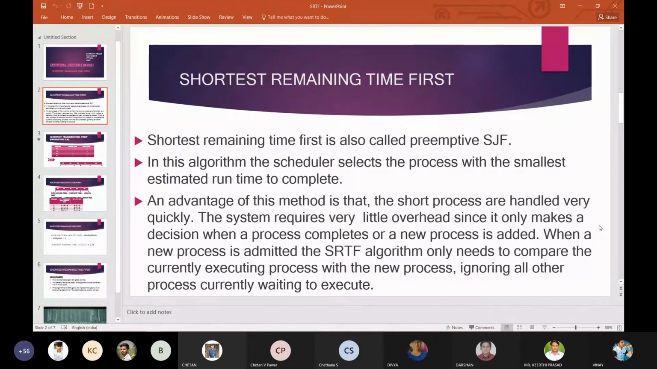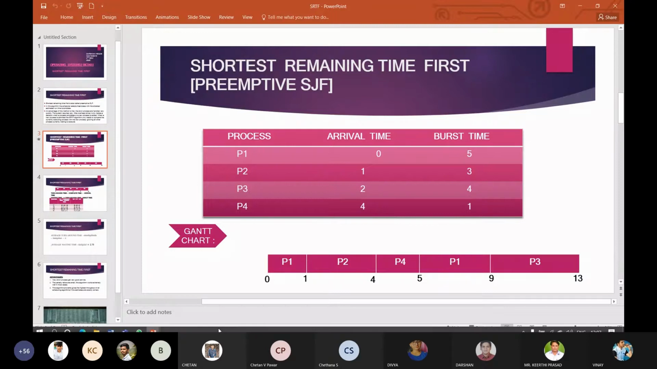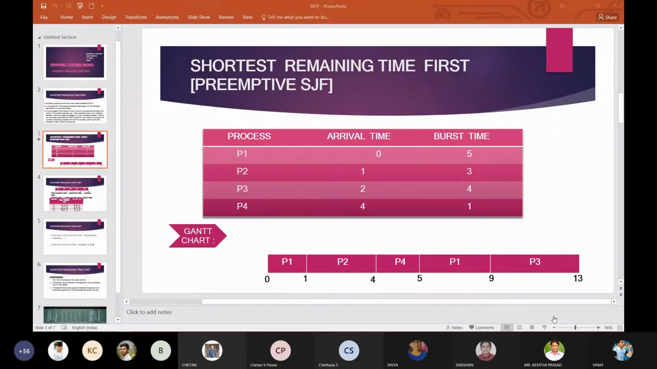Next slide. So let us come to the problem. Here, the processes and their arrival time and burst time are given.